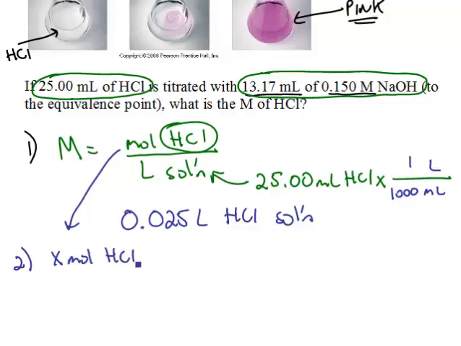The second part to this is figuring out the moles of hydrochloric acid. If we know that, then we'll have the numerator. We already know the denominator is 0.025 liters. Put both of those together, we'll have the molarity. And we'll do that on the next video.